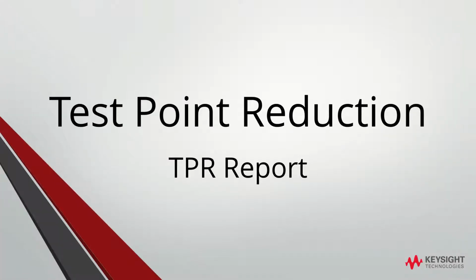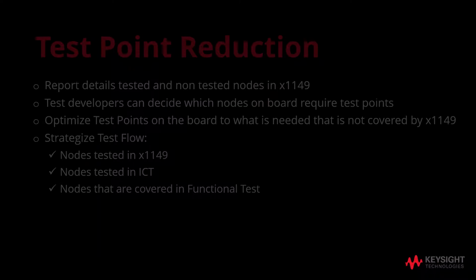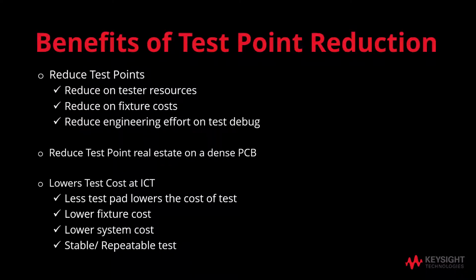Specifically, the TPR report. The test point reduction report details tested and non-tested nodes in x1149. The test developers can decide which nodes on board require test points. By doing so, this optimizes test points on the board to what is needed that is not covered by x1149. The strategized test flow will cover all nodes tested in x1149, nodes tested in ICT, and lastly, nodes that are covered in functional test.